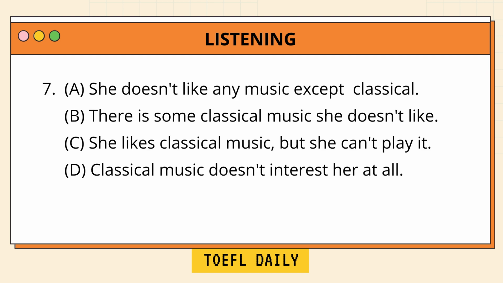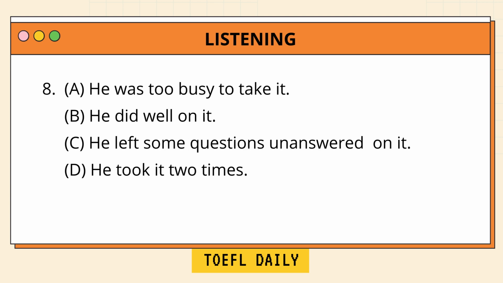Number 7. Julie certainly seems to like classical music. She doesn't like just any classical music. What does the woman imply about Julie? Number 8. How did you do on Professor Dixon's history test? Probably not too well. I skipped a couple of questions and I didn't have time to go back to them. What does the man say about the history test?